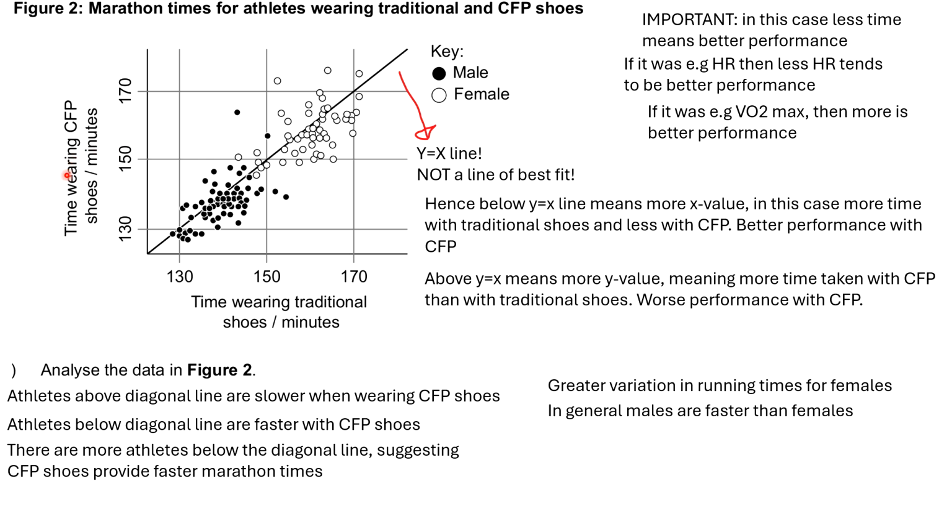Now, this is the time of running a marathon, cortisol maxing. So less time means better performance. Again, if it was VO2 max, then more VO2 max is better.